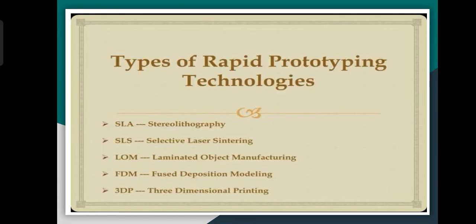There are several types of rapid prototyping technologies. They are SLA, SLS, LOM, FDM, and 3DP. SLA is stereolithography, then selective laser sintering, laminated object manufacturing, fused deposition modeling, and three-dimensional printing.